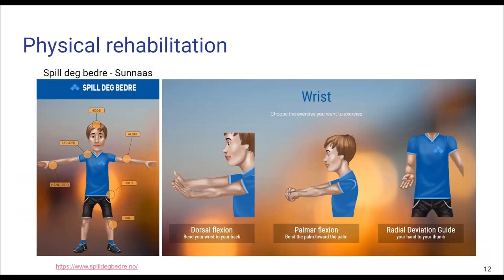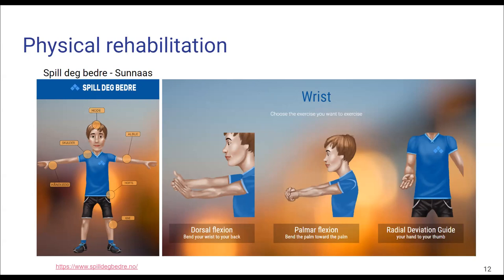And then for physical rehabilitation, as I said earlier, we have not found too many commercialized products in this space. Although Sunos has a lot of VR stuff and general games for physical rehabilitation, so we wanted to check out what they had available. And this is their platform, Spill Dig Better, or Play Yourself Better, I guess that's the way to say it. So you can choose different areas of your body that you have to exercise, and it will prompt you to this next screen here on the right, giving you different movements or exercises you could perform.